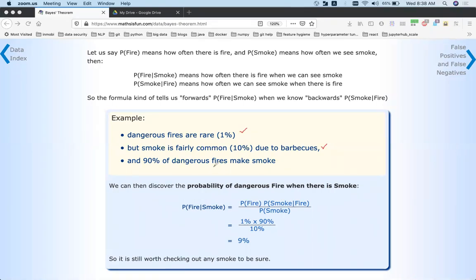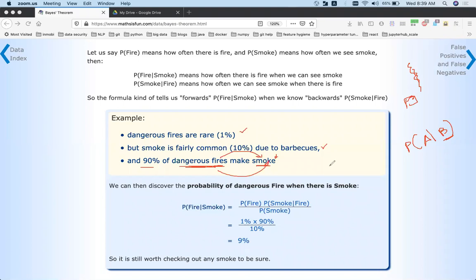Now, how do we read this part? There is fire and there is smoke. What they're trying to explain is 90% of the dangerous fires make smoke. What is occurring first? First, fire occurs, then it makes smoke. In conditional probability, anything that has already occurred will come after the bar, in the condition. When I say P of A given B, it means B has already occurred. Making smoke is the secondary part. Fire will come first and smoke will come later, right? So what is the first event that is already done?